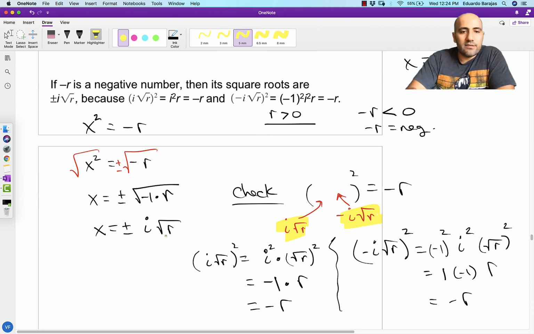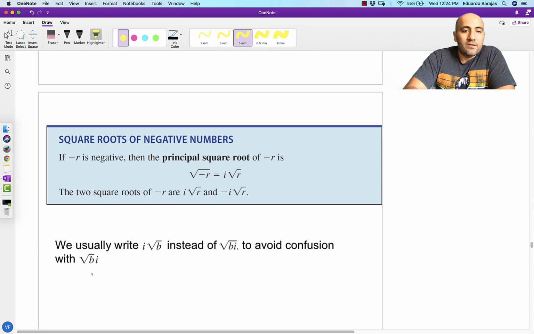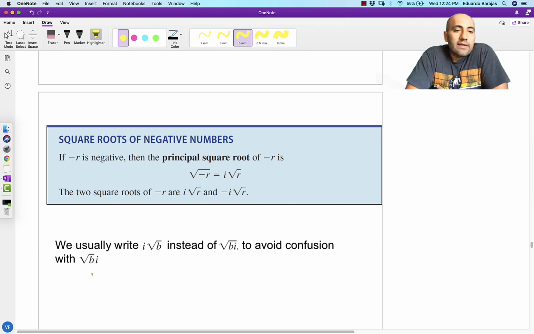What's the point of all this? Well, this is just giving us a way to deal with the square root of a negative number. So if negative r is negative, then the principal square root of negative r is the square root of negative r equals i root r. The two square roots of negative r are i square root of r and negative i square root of r.